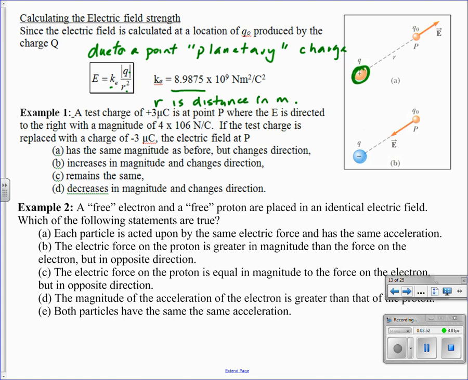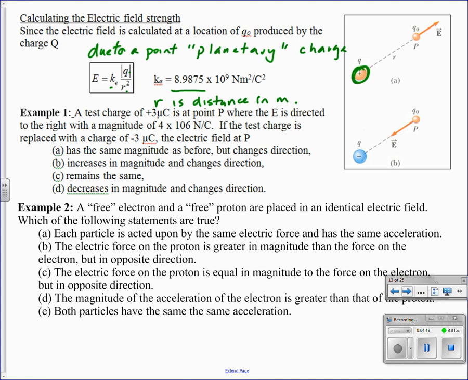Let's take a look at an example. A test charge of 3 microcoulombs is at point P, where the electric field is directed to the right with a magnitude of 4 times 10 to the 6th newtons per coulomb. If the test charge is replaced with a charge of negative 3 microcoulombs, the electric field at P, what happens?